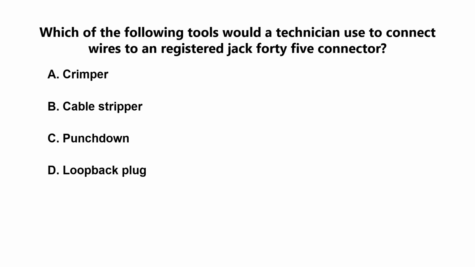Question 6. Which of the following tools would a technician use to connect wires to an unregistered Jack 45 connector? Option A. Crimper. Option B. Cable stripper. Option C. Punch down. Option D. Loopback plug. The correct answer is option A, crimper.